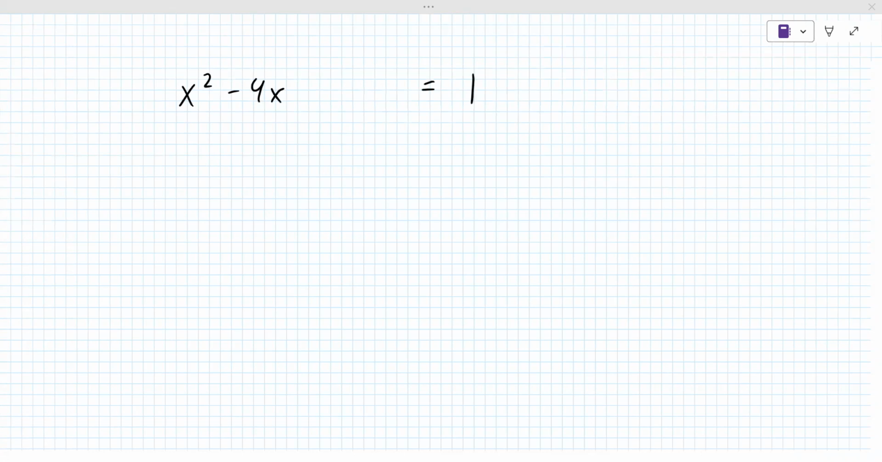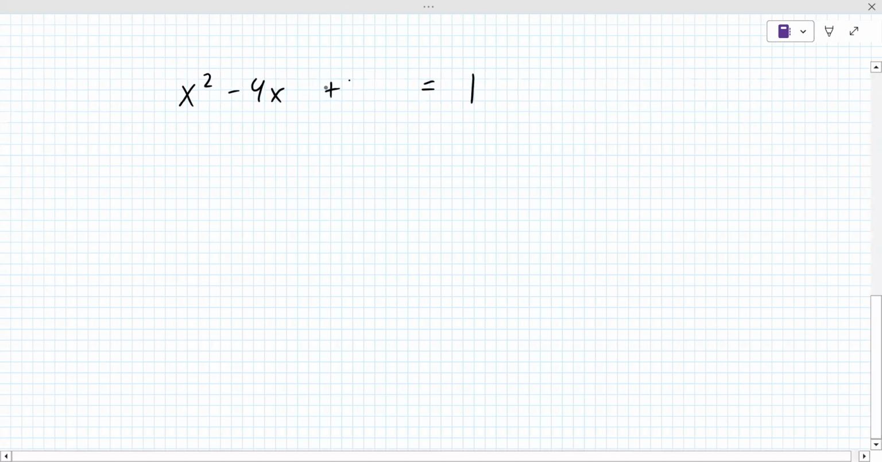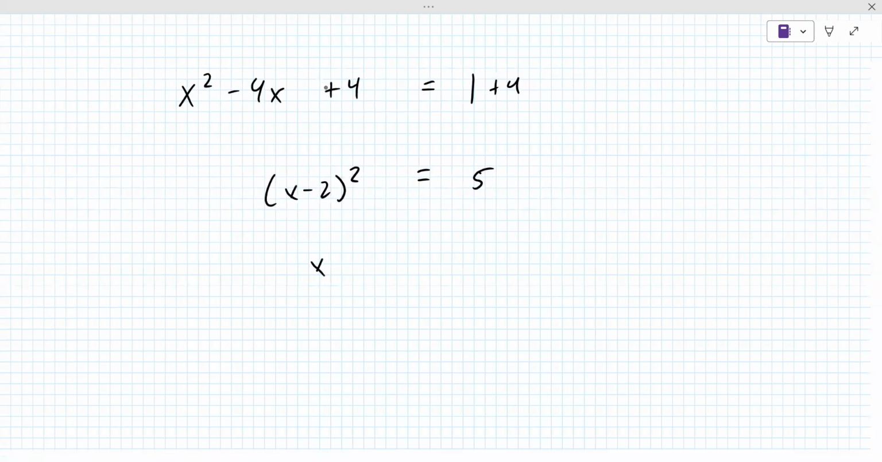x minus 2 squared is plus 4. So I got x equals 2 plus or minus the square root of 5. Yes, that's correct. This ends up being plus 4, x minus 2 squared equals 5, x minus 2 equals plus or minus the square root of 5, x equals 2 plus or minus the square root of 5. All right. Any questions on that?